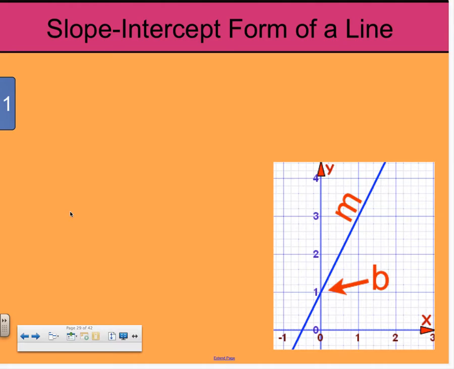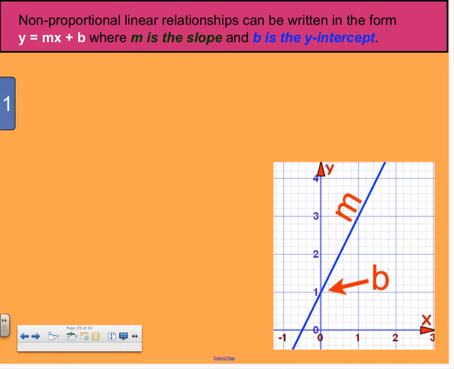We are going to learn about a new kind of line called slope-intercept form. Okay, so the slope-intercept form. Read this with me after 2, 1, 2. Non-proportional linear relationships can be written in the form y equals mx plus b, where m is the slope and b is the y-intercept.